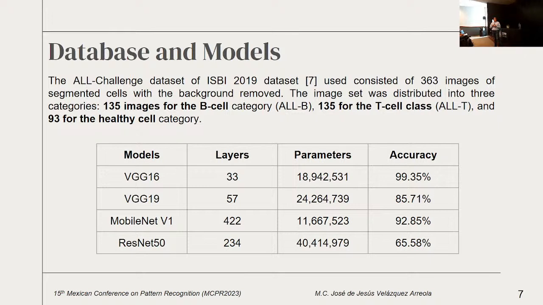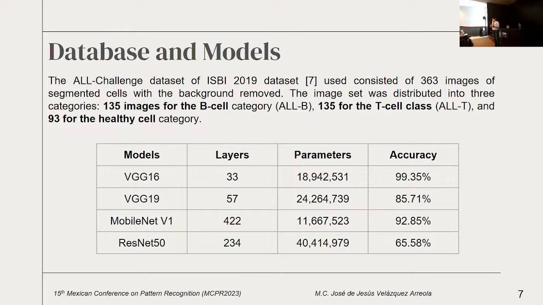We divide it into 3 categories: B cells category, T cells category, and healthy cells. These are the models that we use to pretrain the model: VGG16, VGG19, MobileNet V1, ResNet 50. At the end of the training, we obtain 33 layers, 15 layers, 422, and finally 234. These are the parameters and the accuracy obtained at the end.